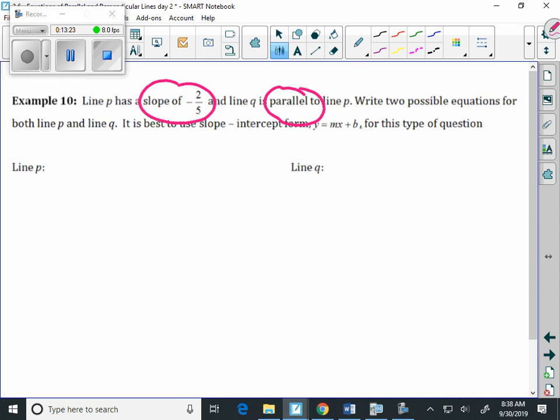So we make up something. And what we know from both of them is that parallel lines have the same slope. So y equals negative 2/5 x plus 10. The thing that's important here is that we've got the negative 2/5.